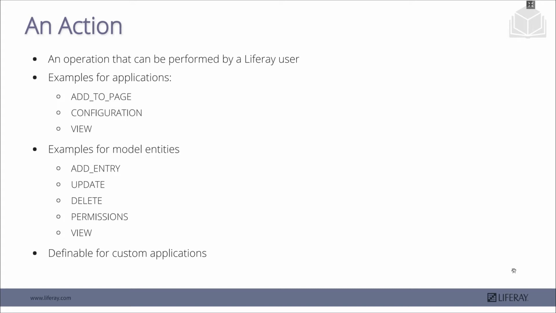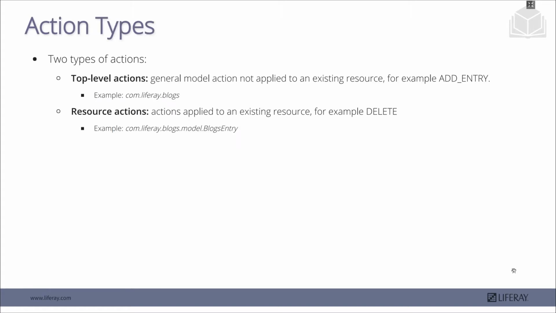Each one of these specific actions can be customized. What we have here in our list are just strings. When we dive into the code, we'll elaborate a little more. When we're dealing with actions, there are 2 different types. Our first one is known as a top level action. This is an action that is not applied directly on a specific resource.